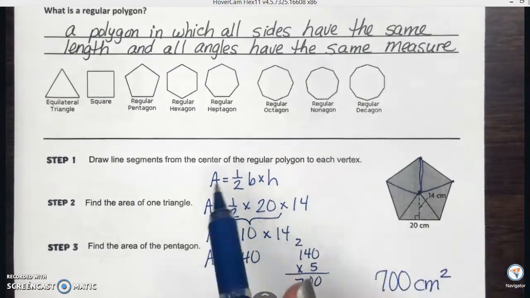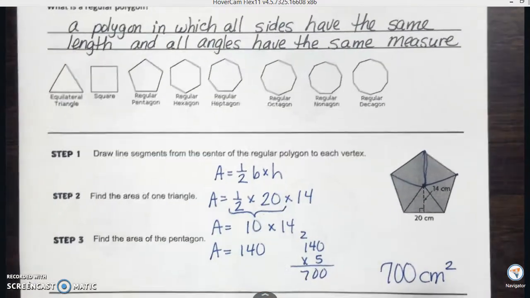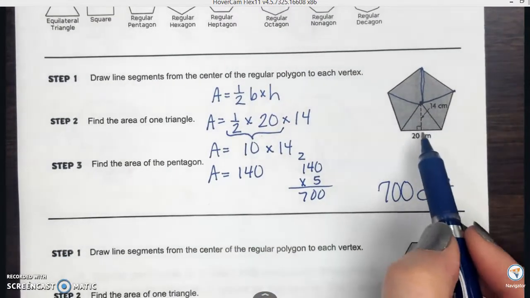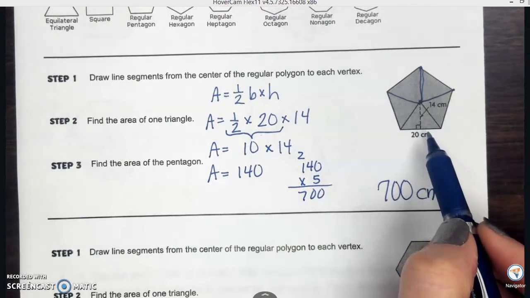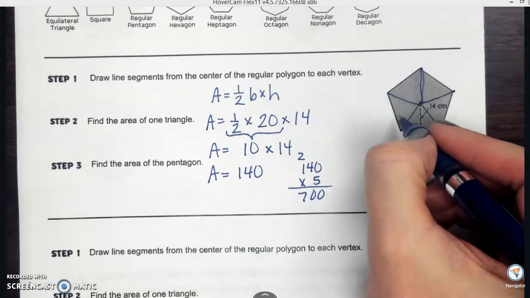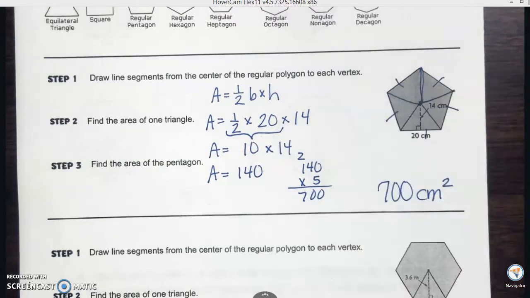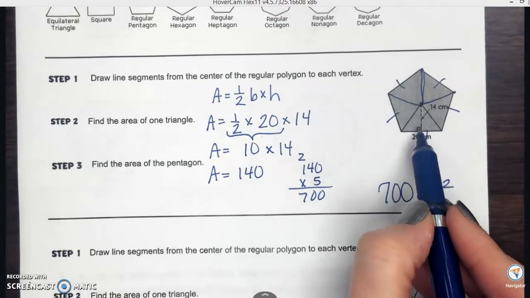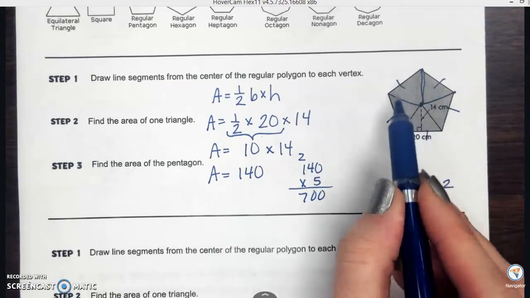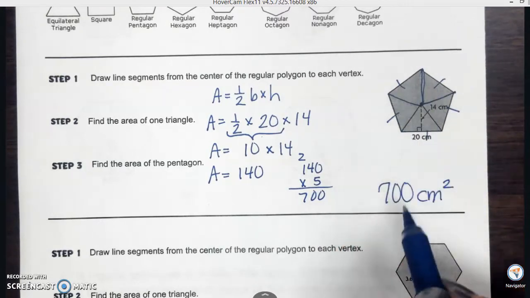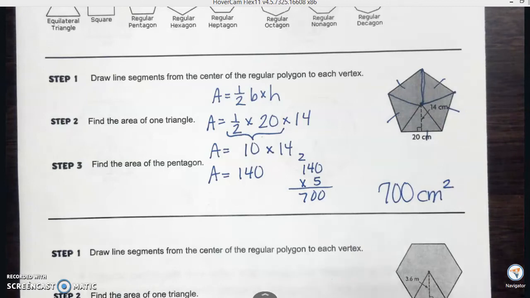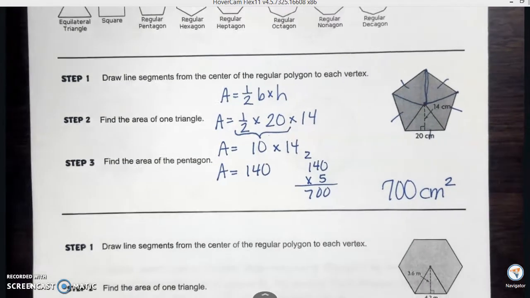So what we're doing here works for regular polygons. We find the area of one triangle, and then we basically are just counting our sides, 1, 2, 3, 4, 5, or 5 triangles. Once we find the area of one triangle, we multiply it by the number of triangles there are to get our area. Alright, so let's look at the next one.